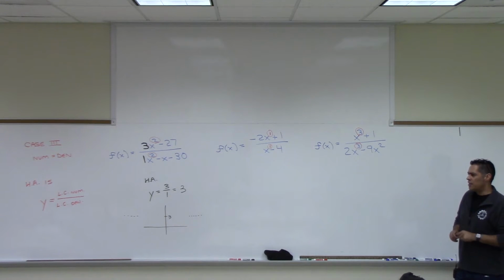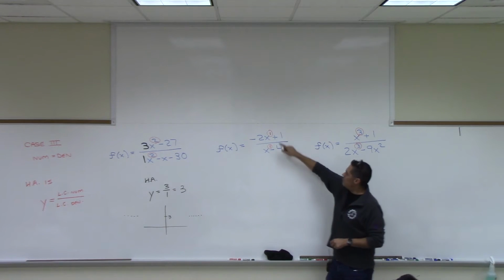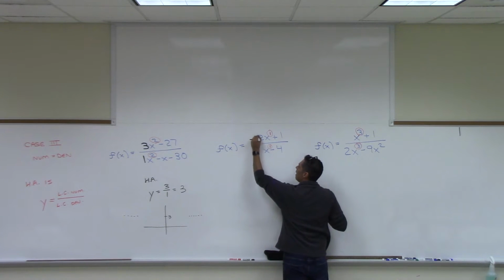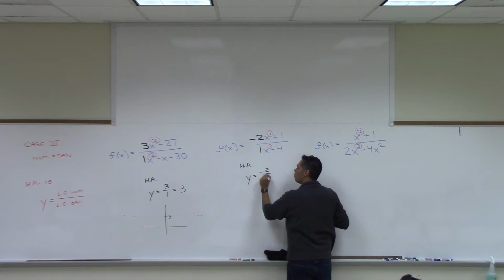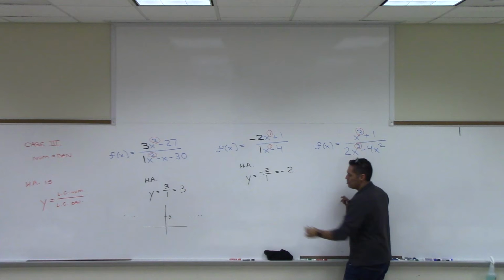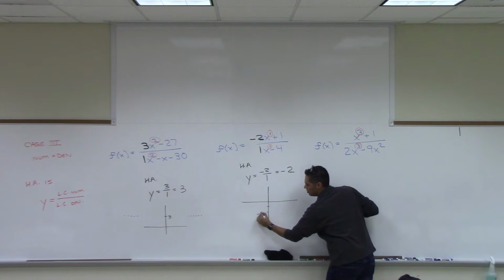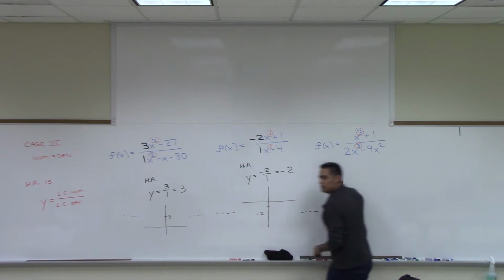Understand? Or do you kind of see? No? Question? How about this one? Same degree, right? So what are the leading coefficients? -2 and 1. So here your horizontal asymptote would be y equals -2 over 1, which is just -2, right? So this graph would look like this, right? Here's -2. It would be out here and out here.